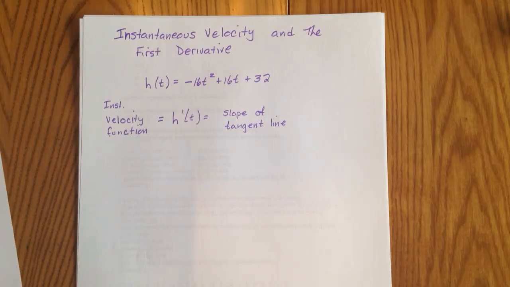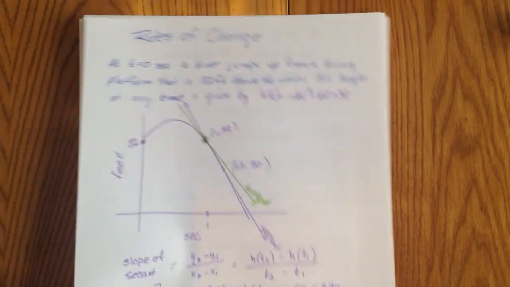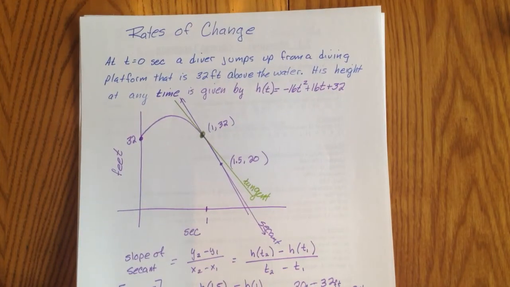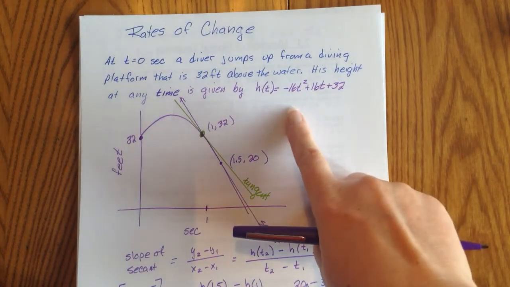Alrighty then, corn children, children of the corn, we are going to be looking at instantaneous velocity and the first derivative. Now, before you go any further, if you have not already watched the average rate of change video, you should stop right here and go back. Alright, because I'm going to be referring to this story.